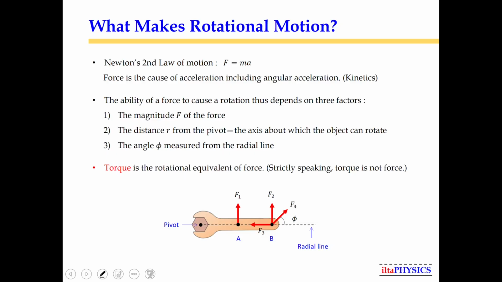In the fourth case, if we push at an angle at point B, the wrench will turn, but it won't be as effective as pushing straight up like in the second case. So we can see that the direction of the force is also a key factor. Let's summarize. Torque is determined by these 3 things: the magnitude of the force, the location of the force, and the angle at which you apply the force relative to the radial line.